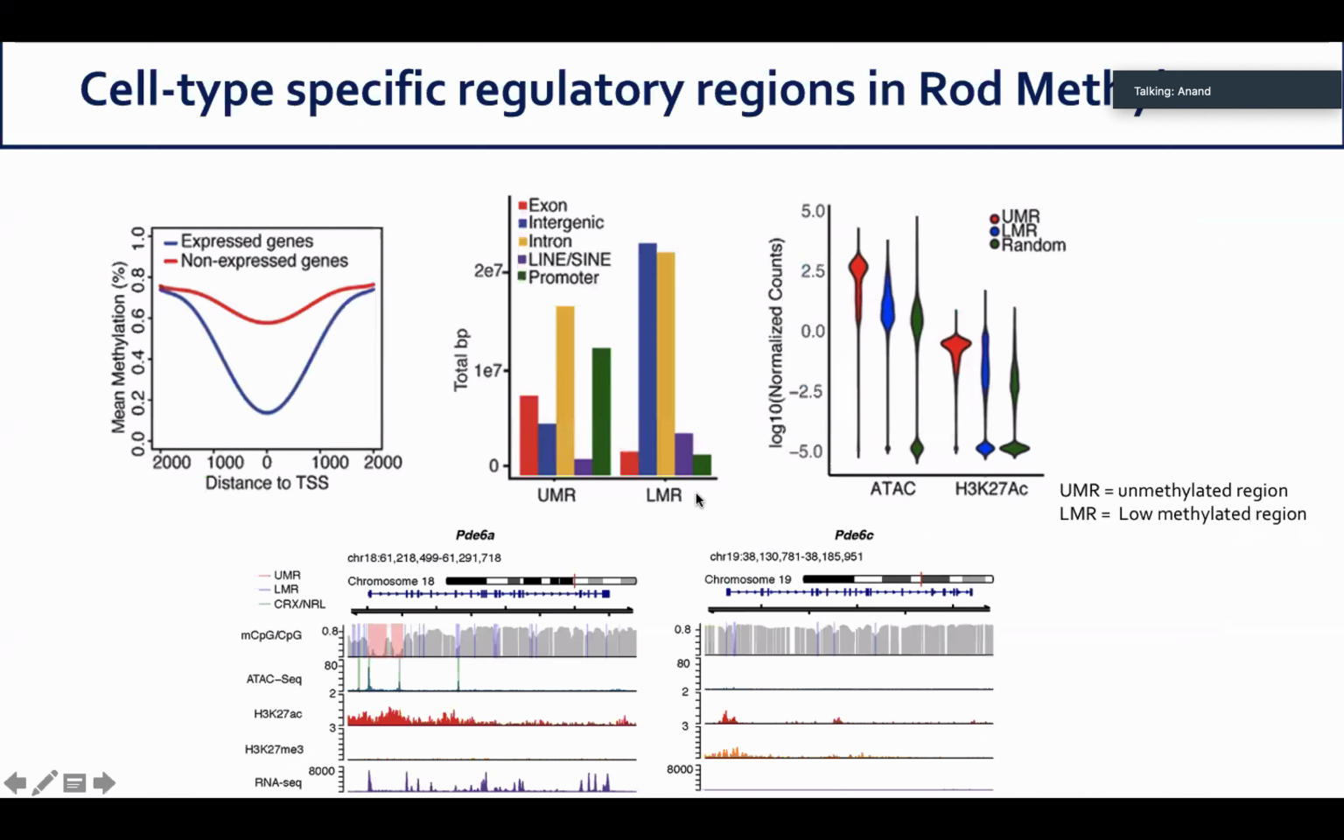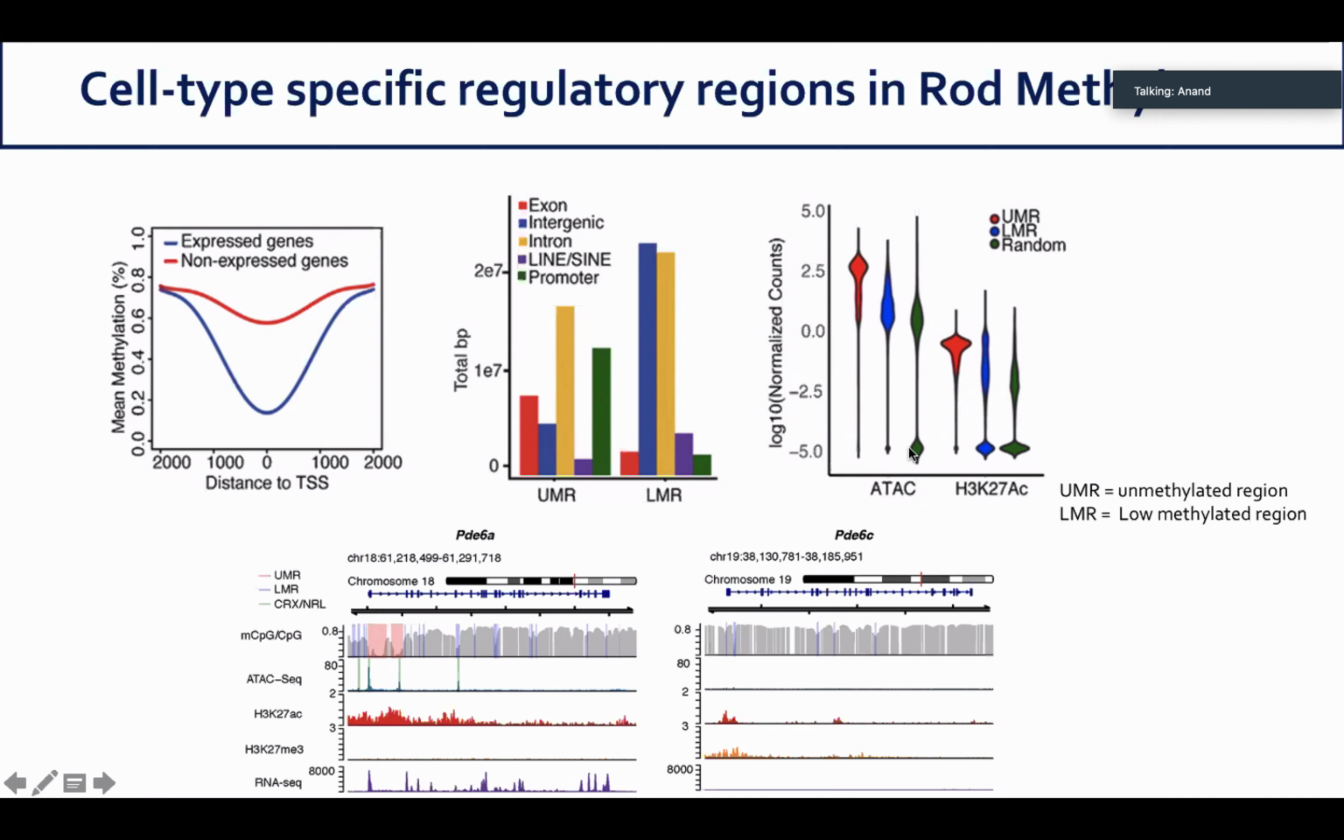But these LMRs, or low methylated regions, are interestingly found not only in the intronic region, but also in the intergenic region. And that's good, because that means these are likely associated with enhancer regions. So what Jimena also did was to combine this with ATAC-seq data. This ATAC-seq data was taken from the Mu et al. paper, which is from Jeremy Nathans' group. And this was the active histone chromatin mark, K27 acetylation.